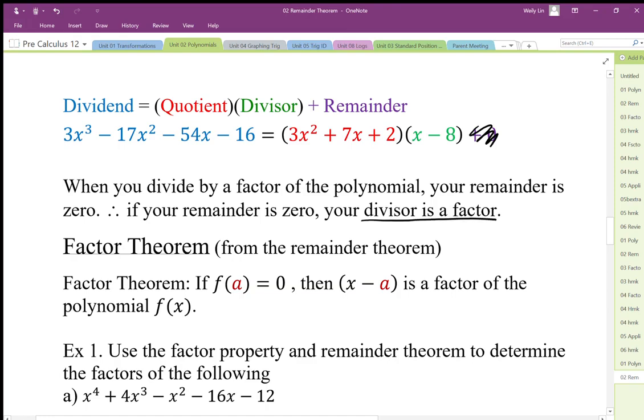Okay, not only is the divisor the factor, in fact, we should even add on to here, the quotient is also a factor. Okay, the quotient is a factor as well.